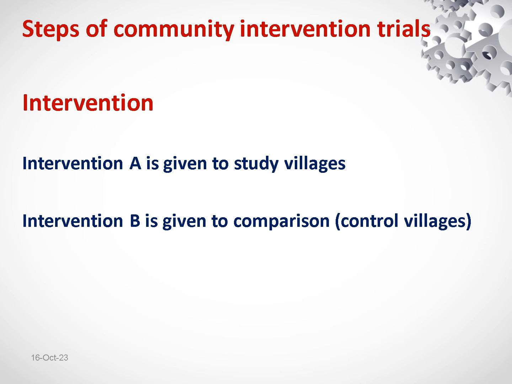Then intervention. Intervention A is given to study villages. Study villages are otherwise known as experimental villages, experimental group of villages. Intervention A is given or experiment is given to study villages. Intervention B or standard treatment or lack of treatment or placebo is given to comparison villages or control villages.